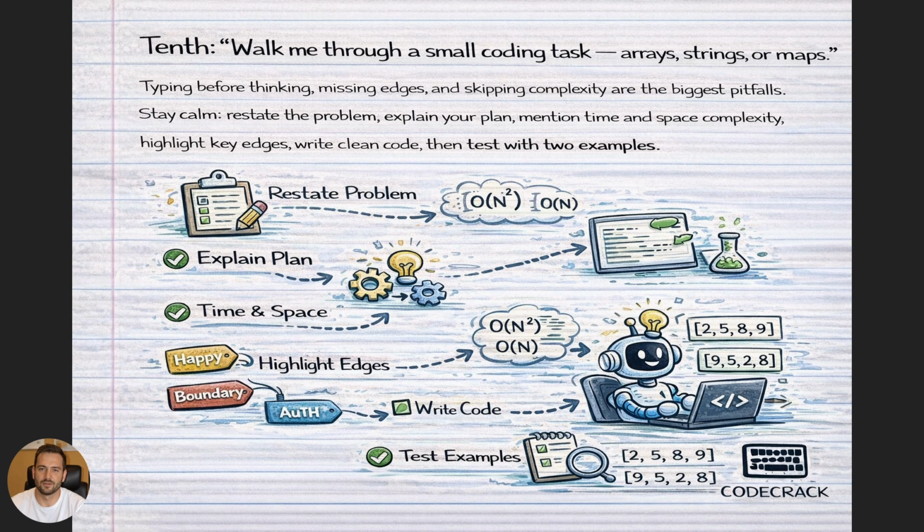Tenth, walk me through a small coding task. Arrays, strings, or maps. Typing before thinking, missing edges, and skipping complexity are the biggest pitfalls. Stay calm. Restate the problem. Explain your plan. Mention time and space complexity. Highlight key edges. Write clean code. Then test with 2 examples. Mini example for first unique character: I scan once to build a map of counts. Scan again to return the first index with count 1 or -1 if none. Time O of n, space O of n.